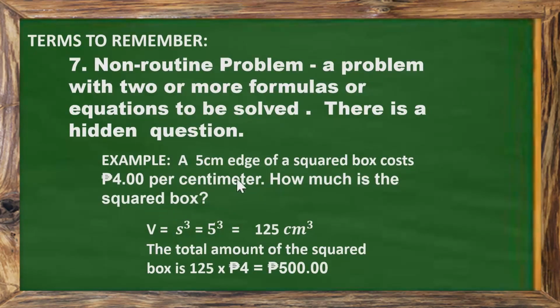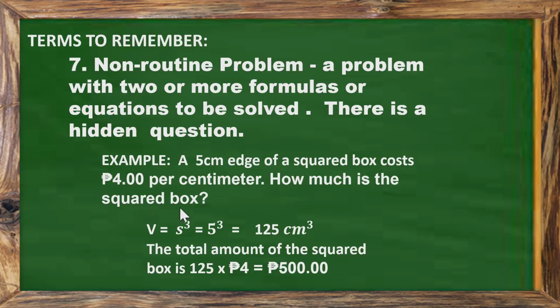Next. Number 7. Non-routine problem is a problem with 2 or more formulas or equations to be solved. There is a hidden question. So, may nakatagong tanong na dapat masagot para masagot yung totoong tanong. So, ito po yung example. A 5 cm edge of a squared box costs 4 pesos per centimeter. How much is the squared box? So, talagang tanong dito, how much is the squared box?